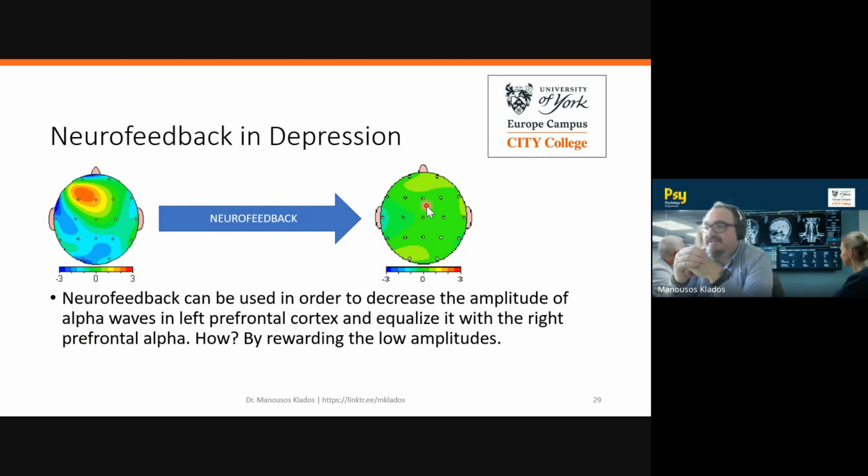Neurofeedback can be used in order to decrease the amplitude of alpha waves in the left prefrontal cortex and equalize it with the right prefrontal cortex. So we don't want just to reduce them, we just want to equalize both hemispheres bilaterally.